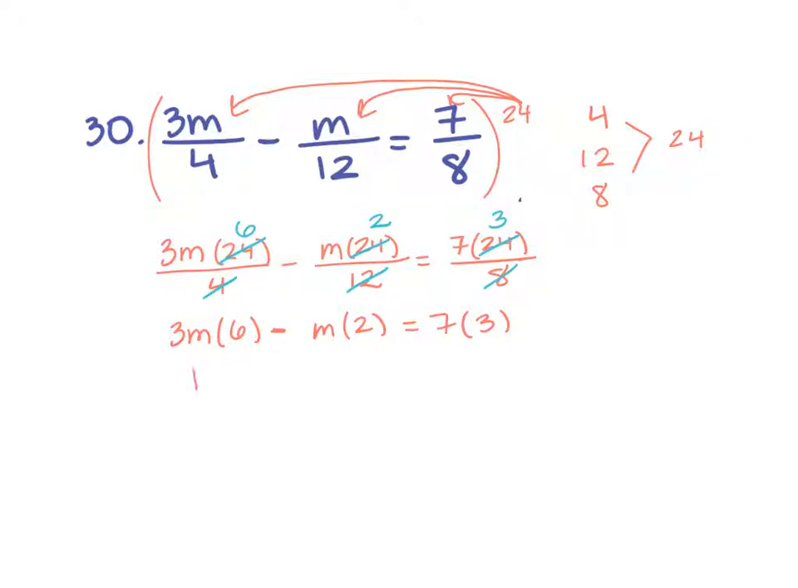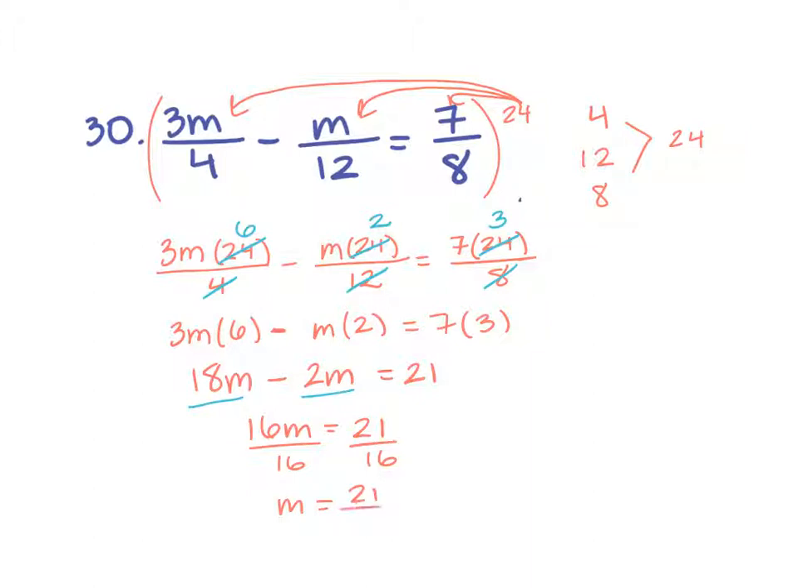So I've got 18m minus 2m equals 21. I'm going to combine any like terms I see, so I notice that I've got 18m and 2m, which are like terms. So that becomes 16m equals 21. And then to solve for m, I'm going to divide both sides by 16. So m equals 21 over 16. Or, in proper format, it's 1 and 5/16 with the mixed fraction.